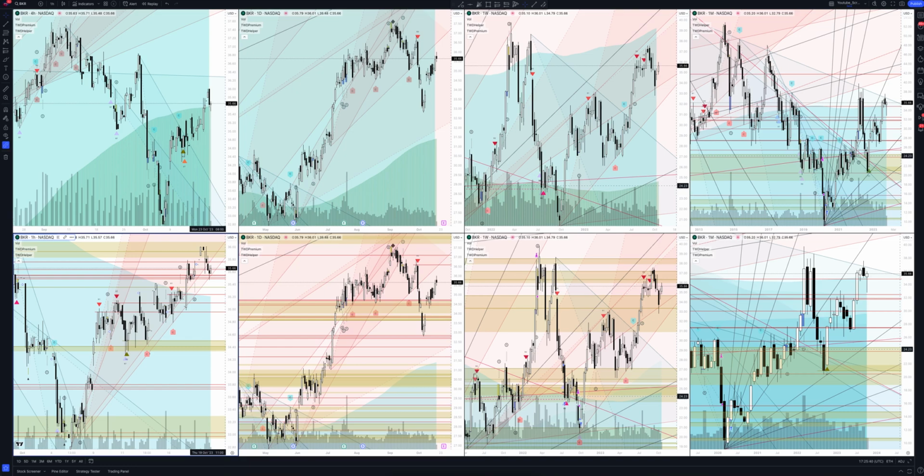Today we will take a look at Baker Hughes stock. Let's analyze the market situation and find out how you can make money on it. Let's start.